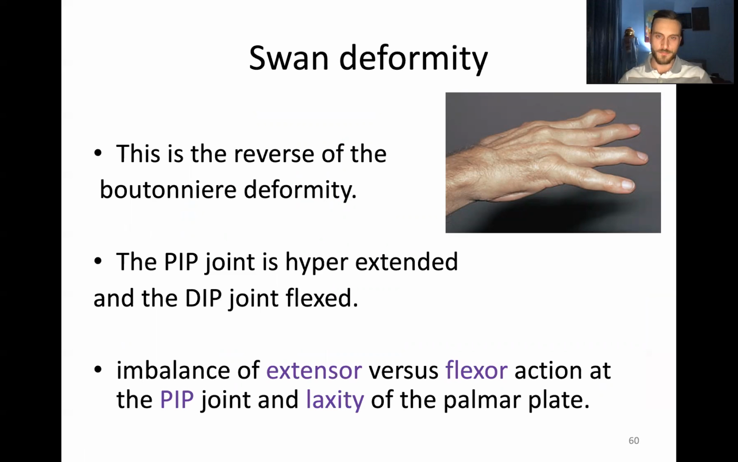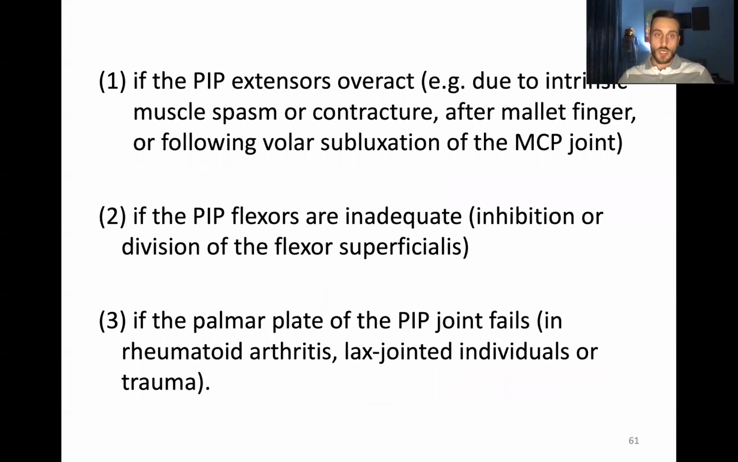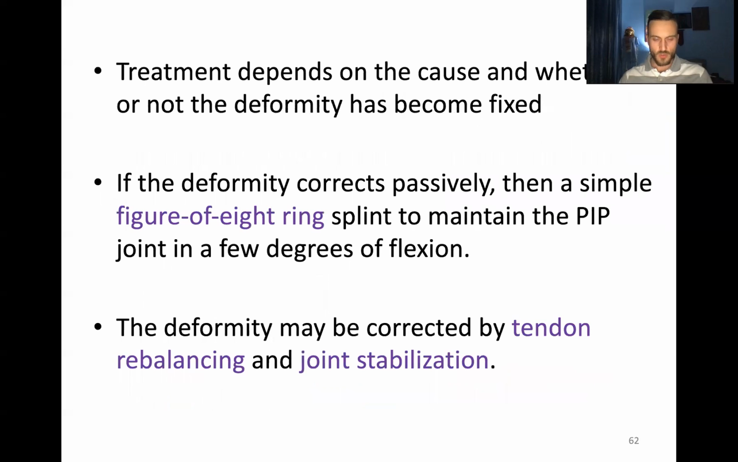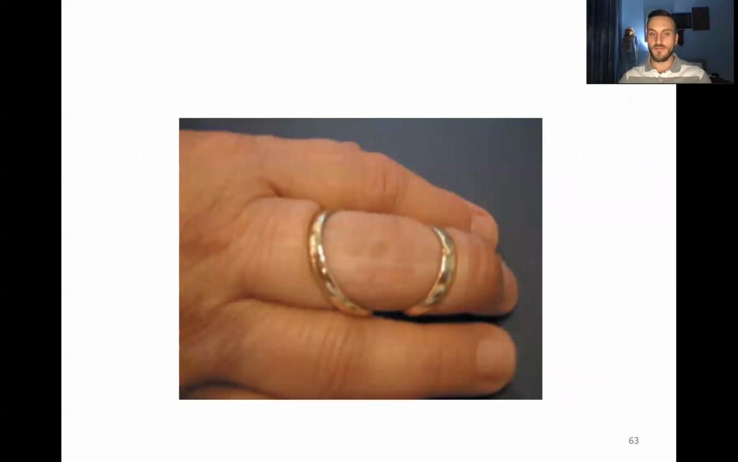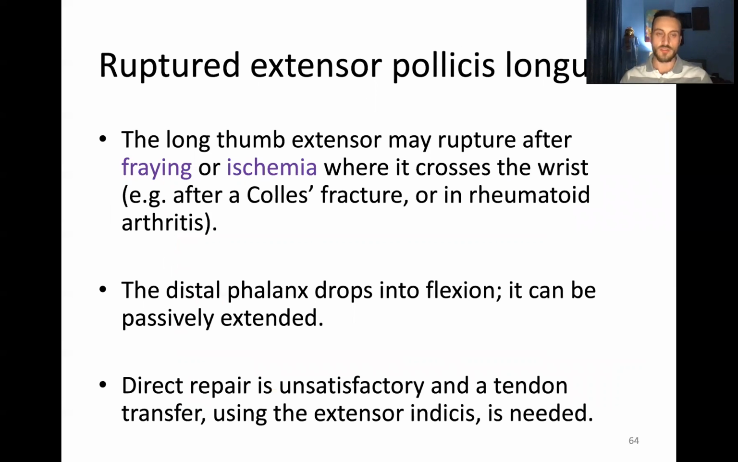Swan neck deformity is the other way around from boutonniere. The PIP, which was flexed in boutonniere, is here hyperextended, and the DIP is flexed. So this is called swan neck deformity. What to do for this patient? You might give them a figure of 8 splint. The figure of 8 is to cause some flexion. You are trying to correct these patients.